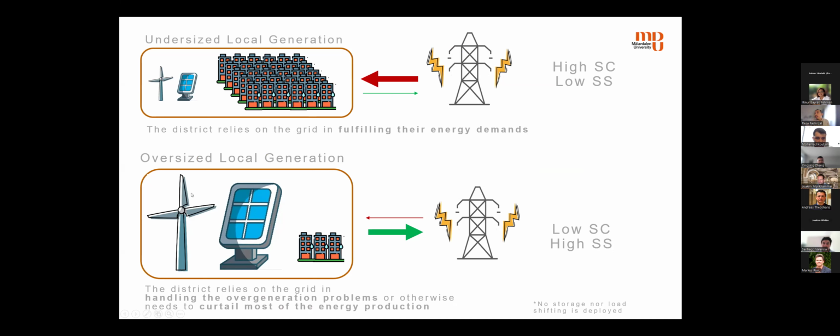And in oversized local generation here, the district will have low self-consumption because we have so much excess generation that we cannot consume locally. So we send the extra generation to the grid. That's why we have low self-consumption. But then we will have high self-sufficiency because this large generation most probably can cover most of the local load here. But then there might be some mismatch, like in the night, for example, we cannot really have energy from the renewable if it's PV, so we borrow from the grid in this case. Then the conclusion is that the district relies on the grid in handling the overgeneration problem.